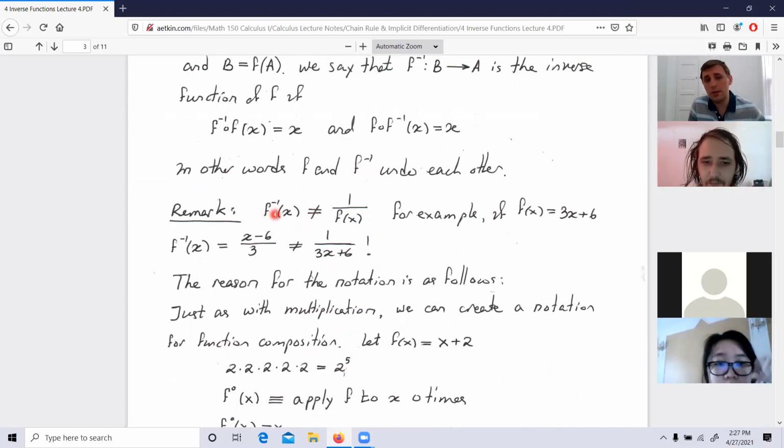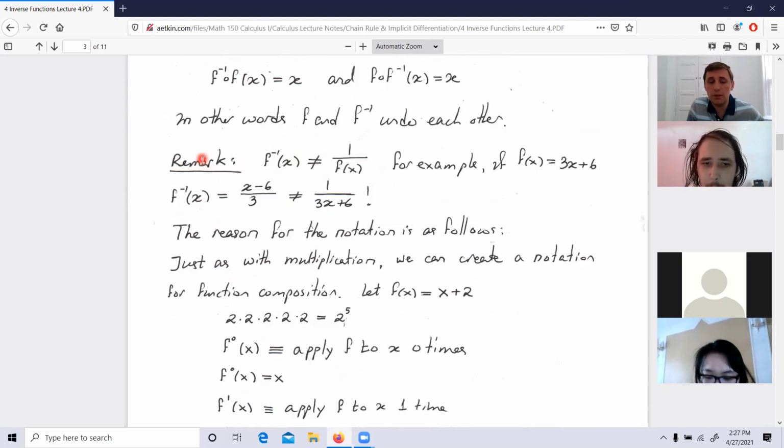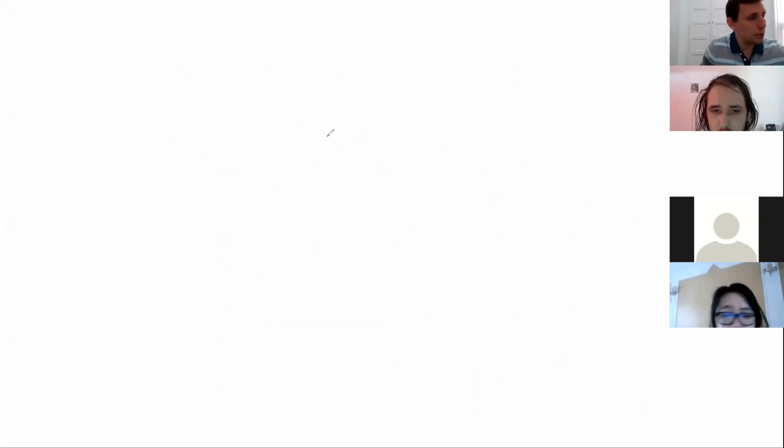Now, I want to remind you guys that f inverse of x is not 1 over f of x. This notation does not mean take 1 and divide by the number, right? Now, why is the notation -1 used to begin with? First of all, would anybody like to try to tell me what is the meaning, let's say, of 3 to the -1? Not what it's equal to, but what does it mean?